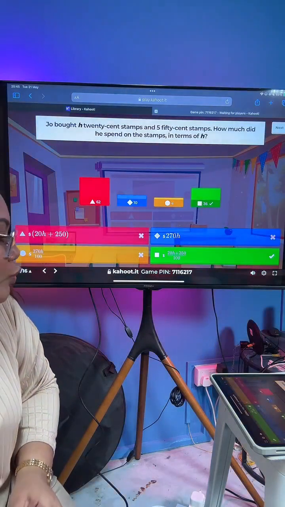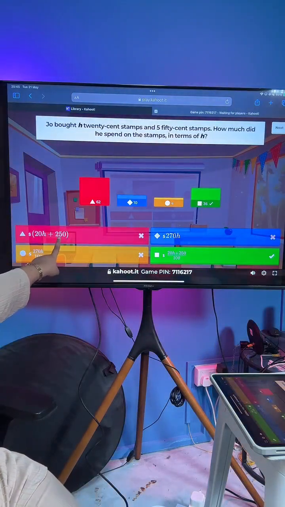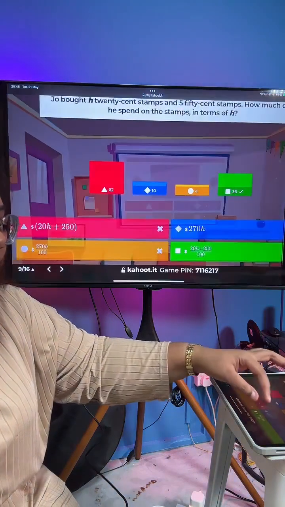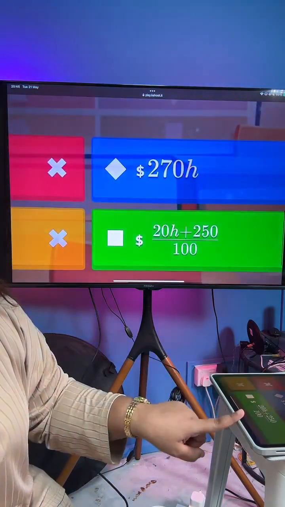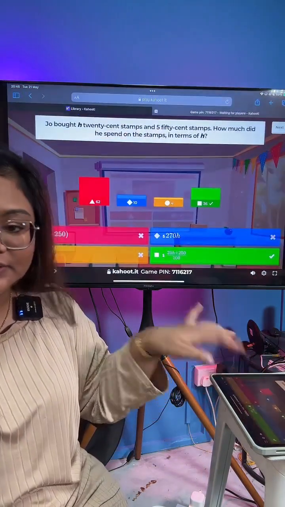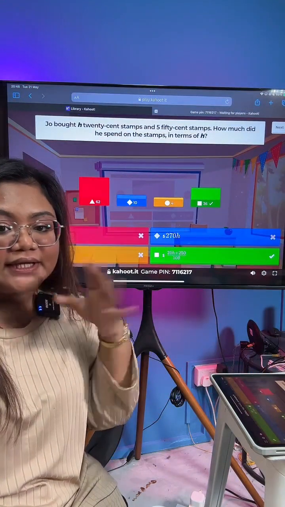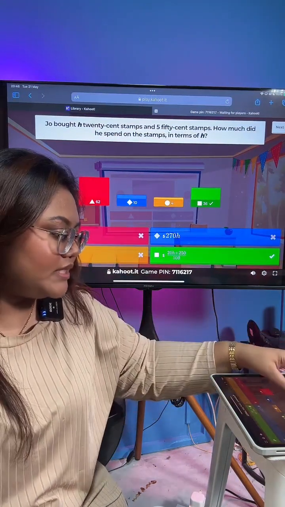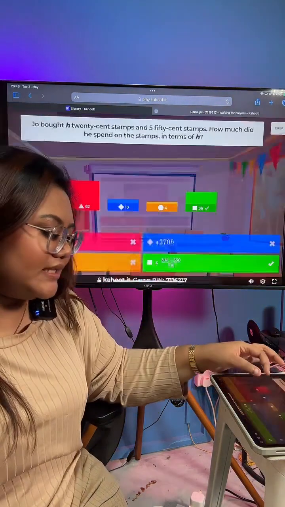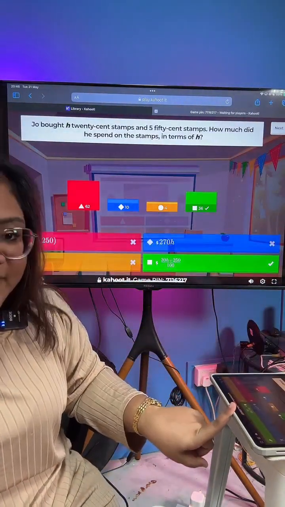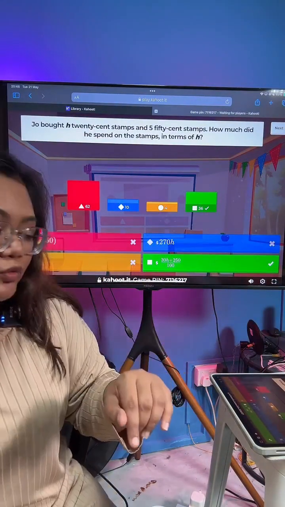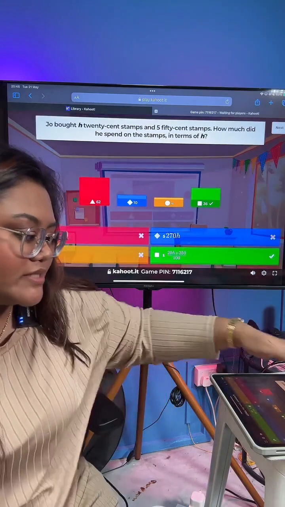Okay, let's see. Ooh, a lot of you got it wrong. 20H plus 250 is very similar to the correct answer. What you need to do is divide by 100. Do you all know why divide by 100? I need to convert from cents, as given to me in cents, into dollars. That's why I need to divide by 100, okay? So if you got red, you're only halfway there. You need to divide by 100 because I need to convert from cents to dollars.